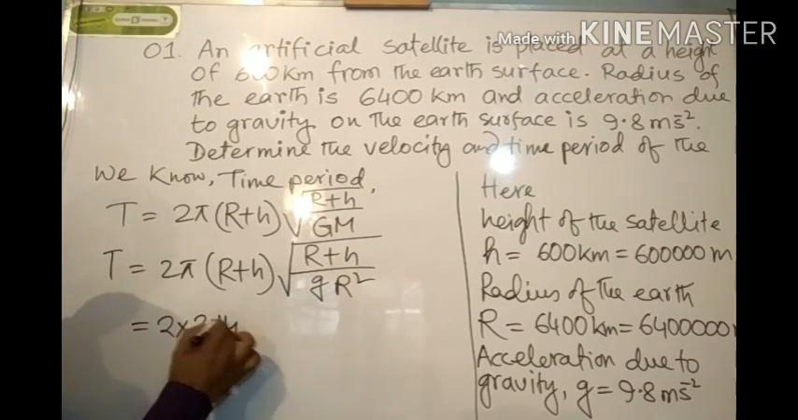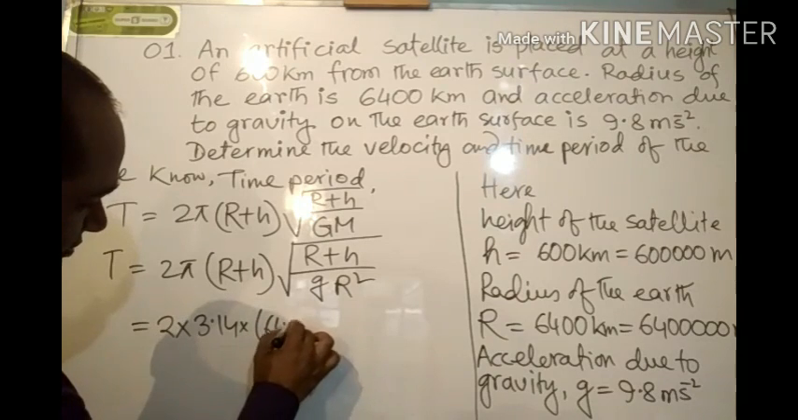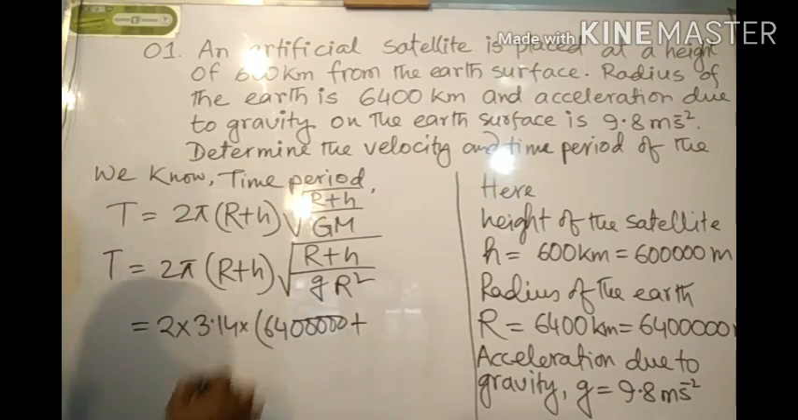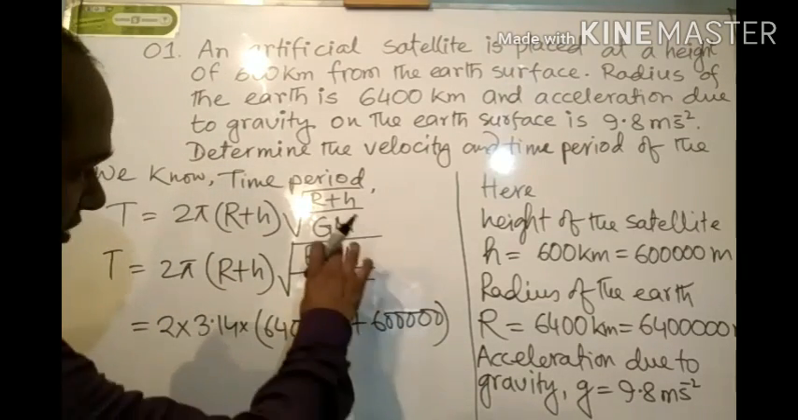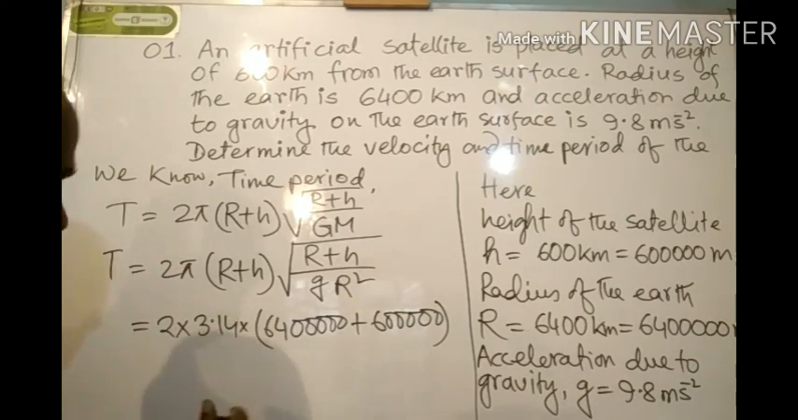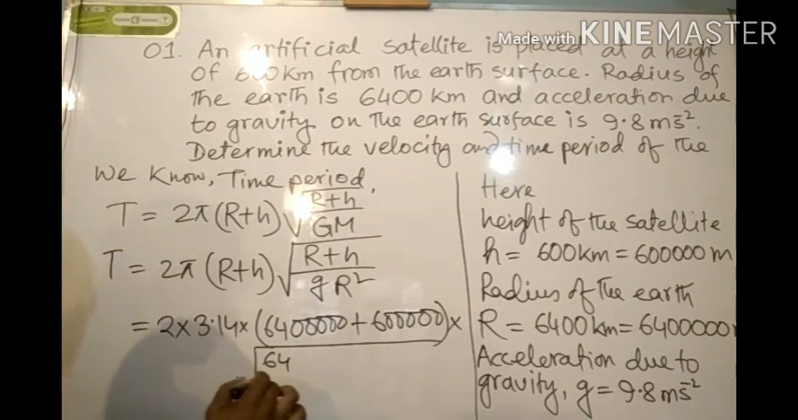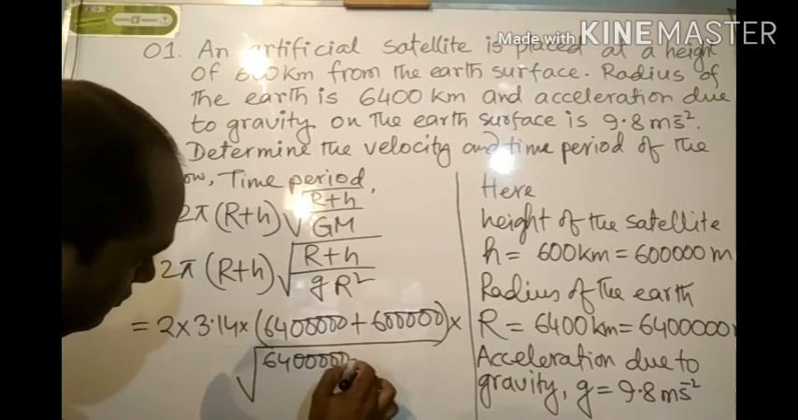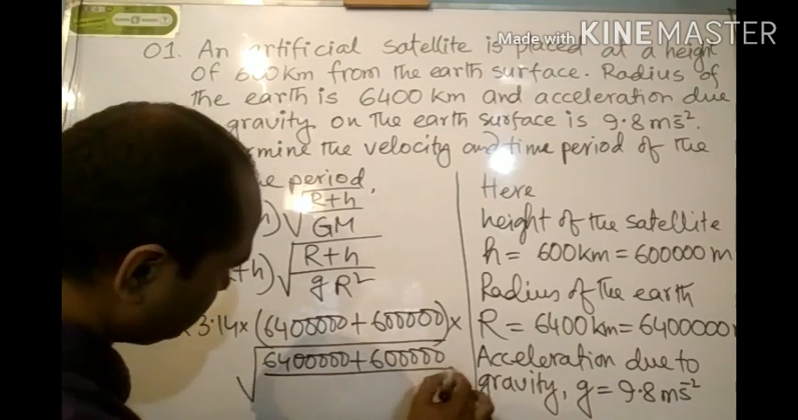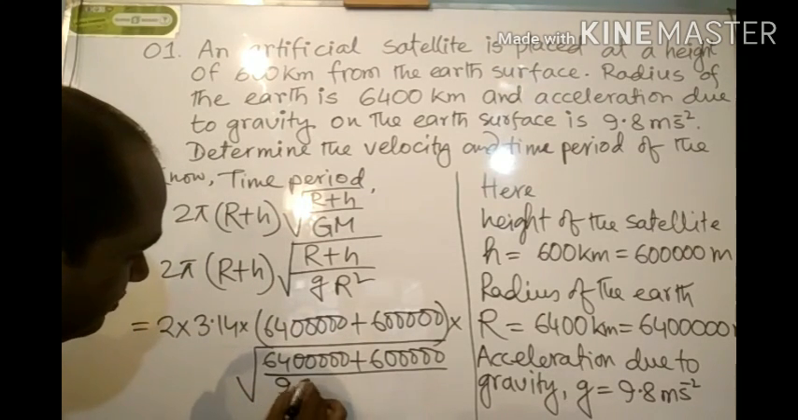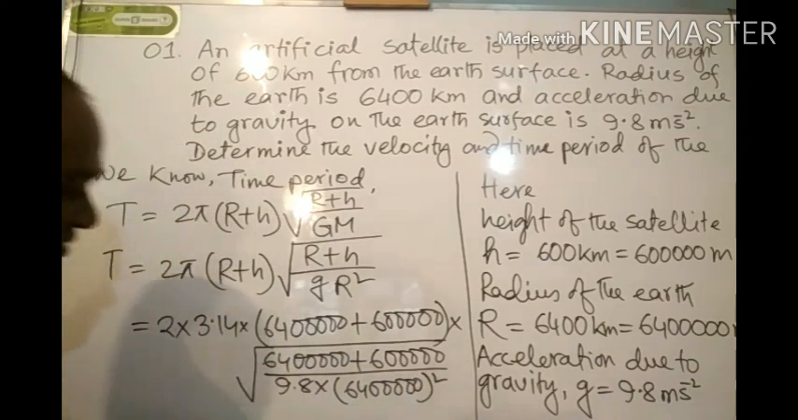Listen. Now if we place the value of the quantities in the expression, 2 multiplied by pi, pi means 3.14, multiplied by (R plus h). R means 6,400,000 plus h means 600. Okay. The value of this part I have to write in the lower portion because we have no space. 6,400,000 plus 600, divided by g R square, 9.8 multiplied by 6,400,000 whole square.